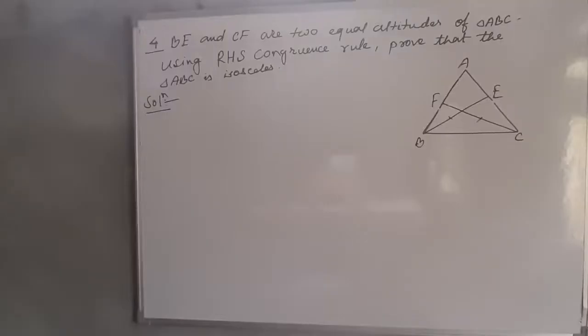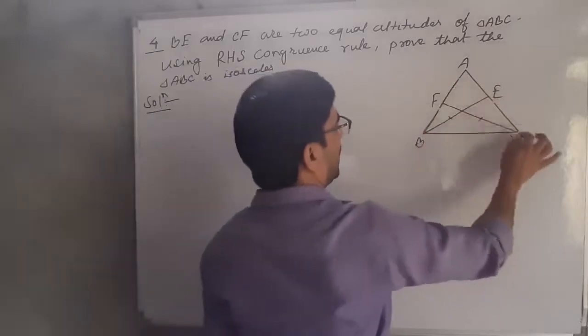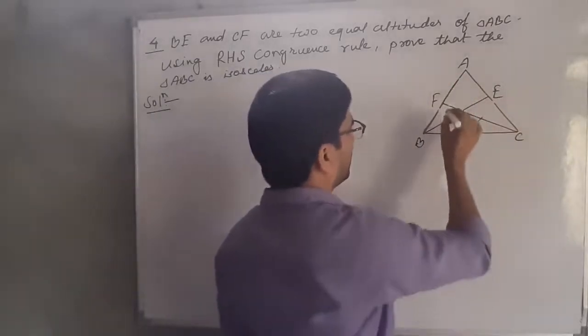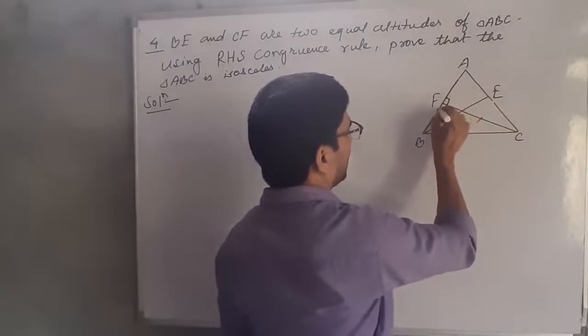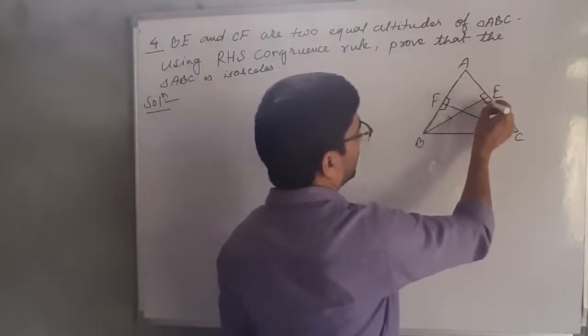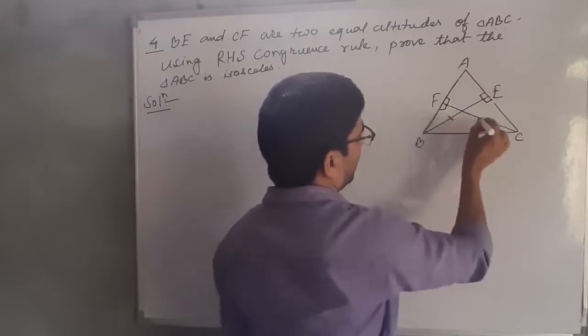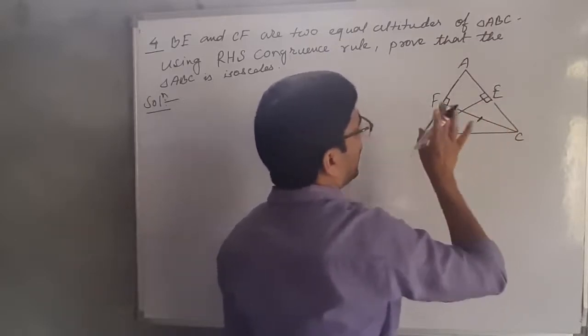So friends, now question number 4. Here the question is given: BE and CF are two equal altitudes of triangle ABC. Using RHS congruence rule, prove that the triangle ABC is isosceles. So here in this triangle, BE and CF are altitudes, means they are perpendiculars, means these angles are 90 degrees. Altitude means angles are 90 degrees. And these two altitudes are equal. That is also given.